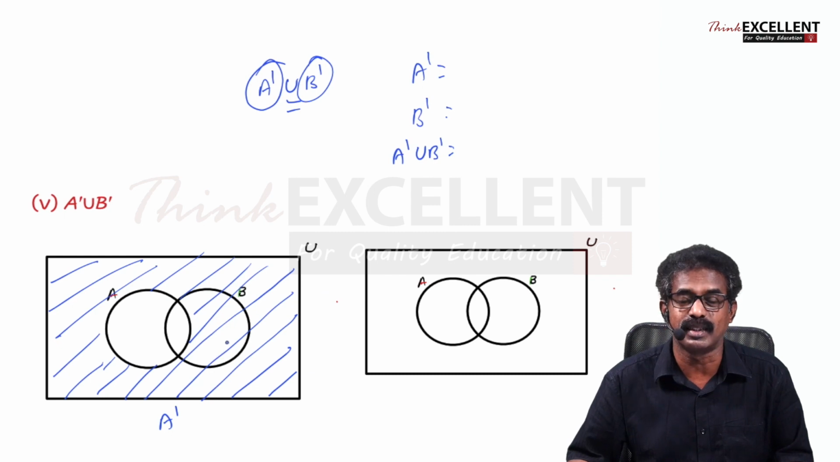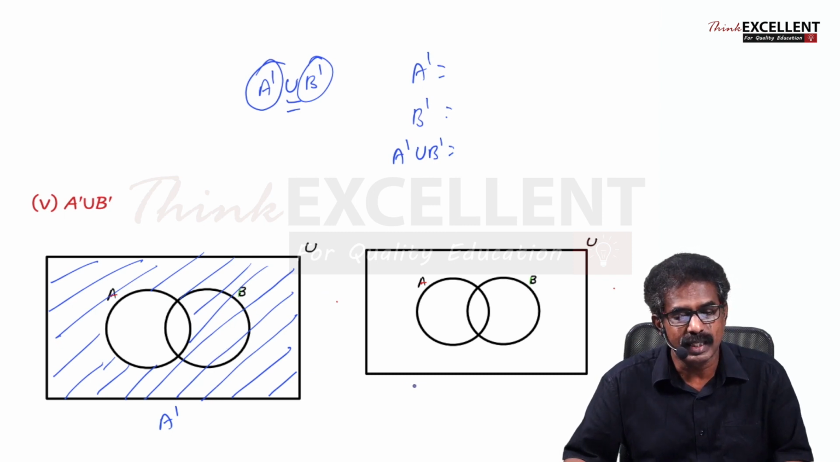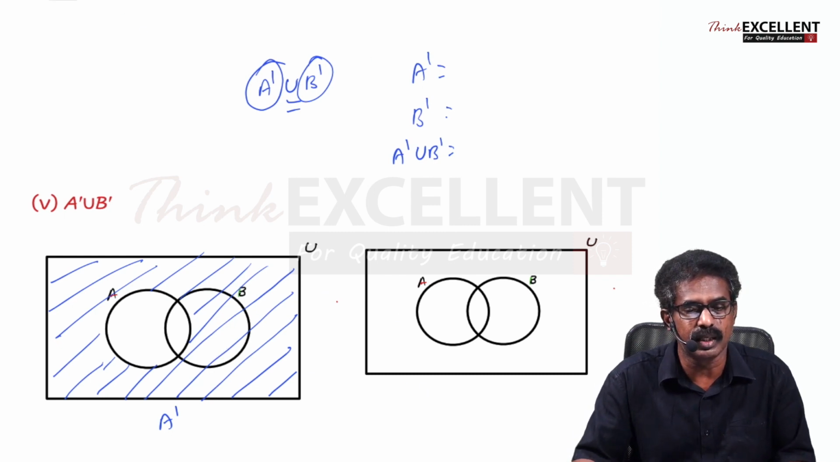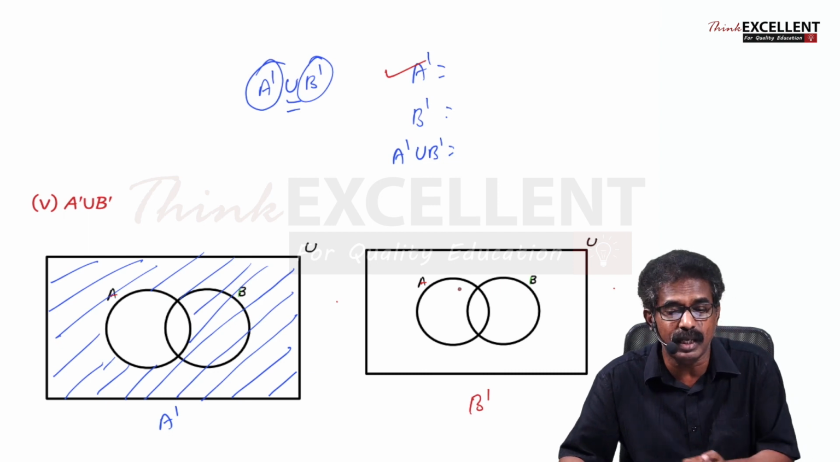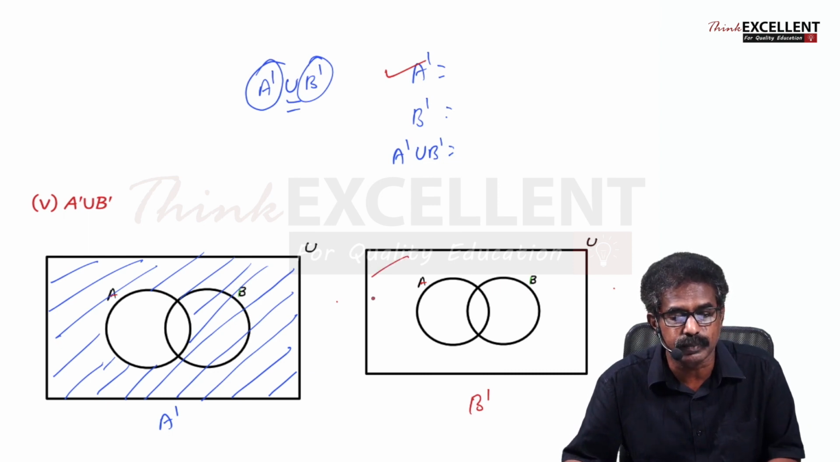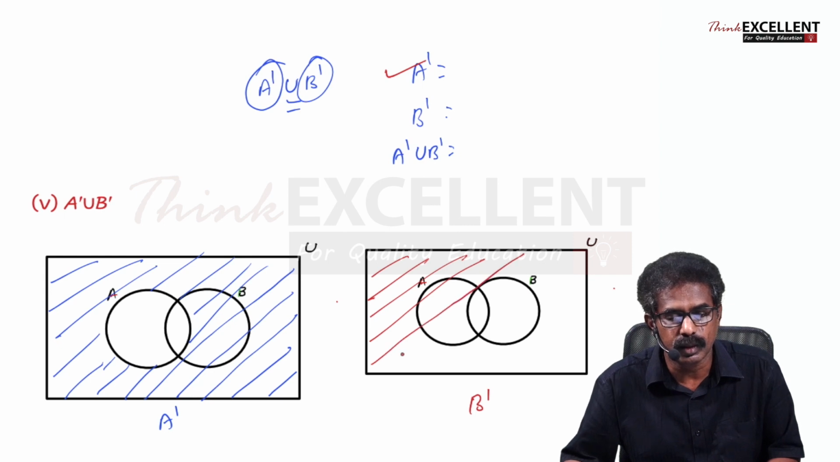So this is A dash, right? Now in the next diagram, you got A dash, next you find B dash. So in the next diagram you shade B dash. B dash means leave B, all the remaining, leave B. Don't enter B. So leave B and shade all the remaining.